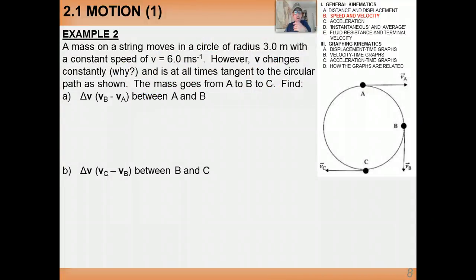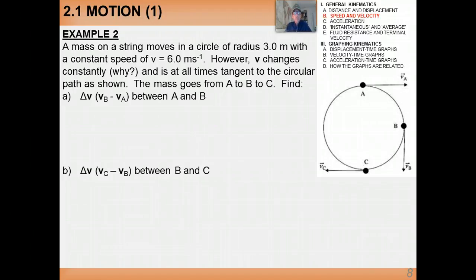All right, we're going to do a couple of examples. This one might look familiar to you guys. I hope it does. I'm not going to pause it unless you want to pause it and try this again. So we have this object on a string moving in a circle of radius 3 meters with a constant speed of v equals 6 meters per second. However, the velocity changes constantly, even though it has a constant speed. Why? Because it's changing direction. It's at all times tangent to the circular path as shown. We will spend a lot of time later talking about circular motion, so don't worry so much about the physics of this right now.